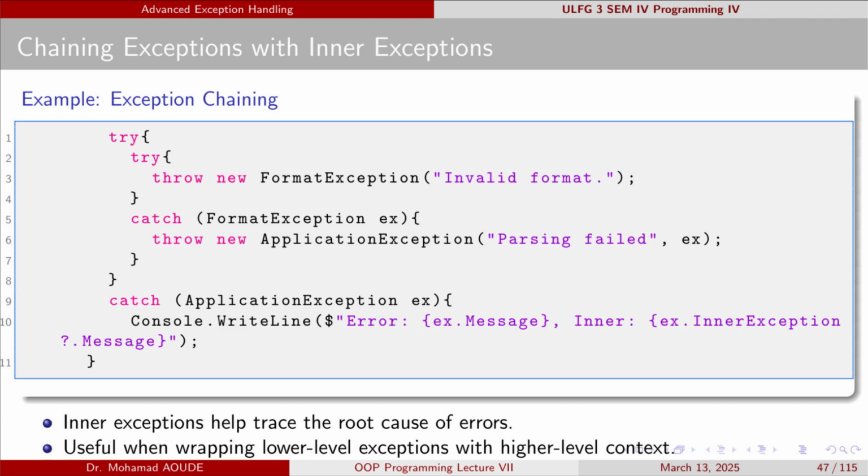When catching an exception, you can wrap it inside a new one using InnerException. This is useful when you want to add context but not lose the original cause. This pattern improves logging, debugging, and error transparency.